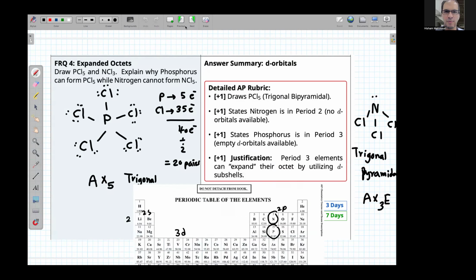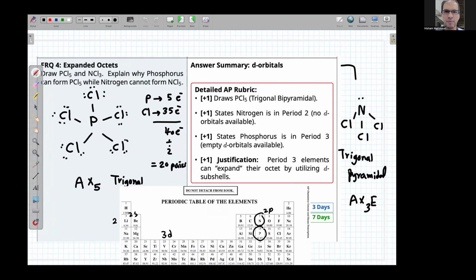accommodate these extra electrons. If you want to have more electrons, and you have 2s and 2p only, like in nitrogen, where will you put the extra electrons? You have a maximum of 8 electron places, right? You have 2s and 2p. These can carry 8 electrons. If you want to add an extra 2 electrons, where will you put them?